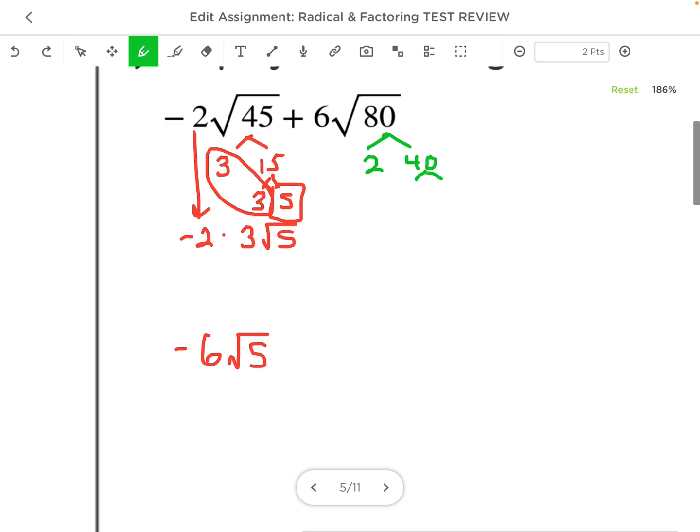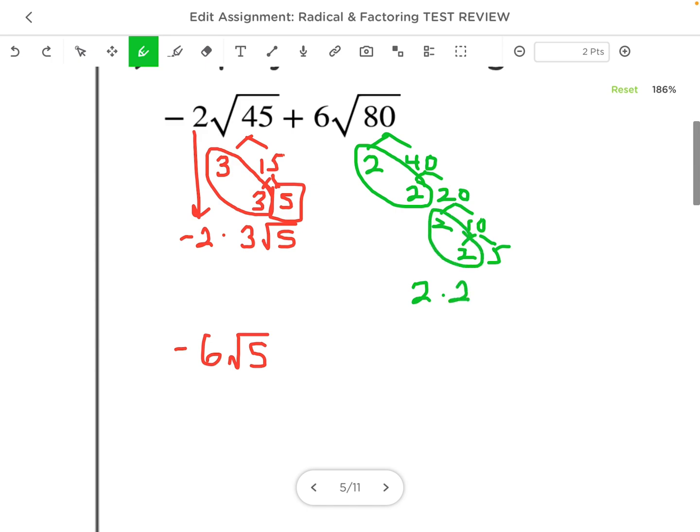I'm going to do my factor tree. So I can split that into 2 and 40, or you could pull a 16 out. I have 2 and 20. I have 2 and 10. 2 and 5. And so now I have a 2 on the outside. I have another 2 on the outside. I have the square root of 5 left over. And then don't forget to bring down that 6. So on the right side, I have 6 times 2, which is 24. So I have plus 24 square root of 5.